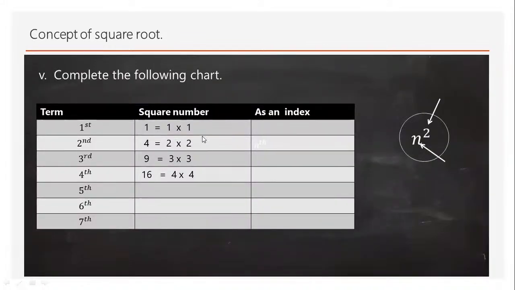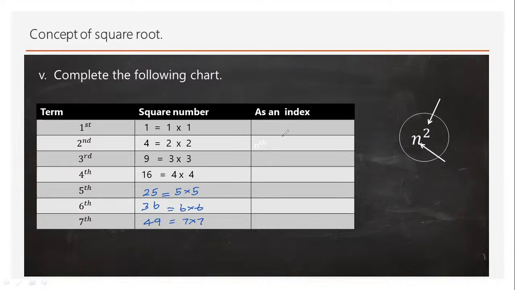Complete the following chart. Okay, let's complete this chart. You can see in this chart here, fifth. Then here, first square number 1 times 1. Second square number 2 times 2. Third square number 3 times 3. Fourth square number 4 times 4. So here the fifth square number is 5 times 5, that is 25. Sixth square number 6 times 6, here 36. Seventh square number 7 times 7, here 49.